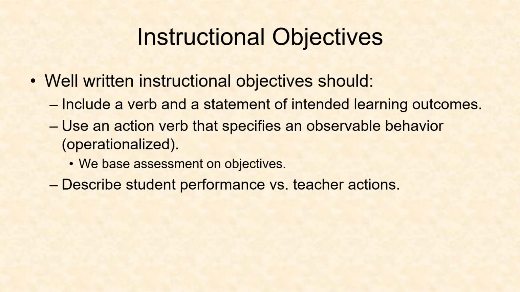Let's pause for a moment and review the writing of objectives. A well-written objective should include a verb and a statement of what the learner outcome will be. Again, it's going to be what the student will be able to do at the conclusion of this lesson. We want to use an action verb that specifies an observable behavior. When you do that, we say that it's operationalized. And then we base our assessment on those objectives, because we can say the student will perform X, then we can assess, can they perform X?